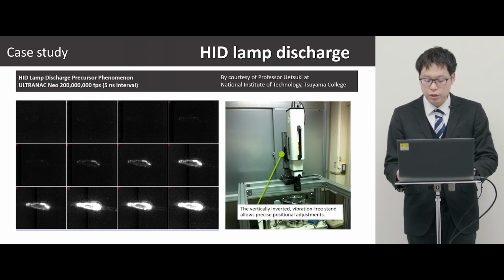HID lamp discharge, also used in automobile headlights, is another plasma phenomenon. This is a discharge precursor phenomenon captured at 200 million FPS using the UltraNAC Neo. To capture images through the visualization window at the top of the vacuum chamber, a dedicated vertical inverted micro-positioning stage allows fine-tuning of the position to align with the observation area.